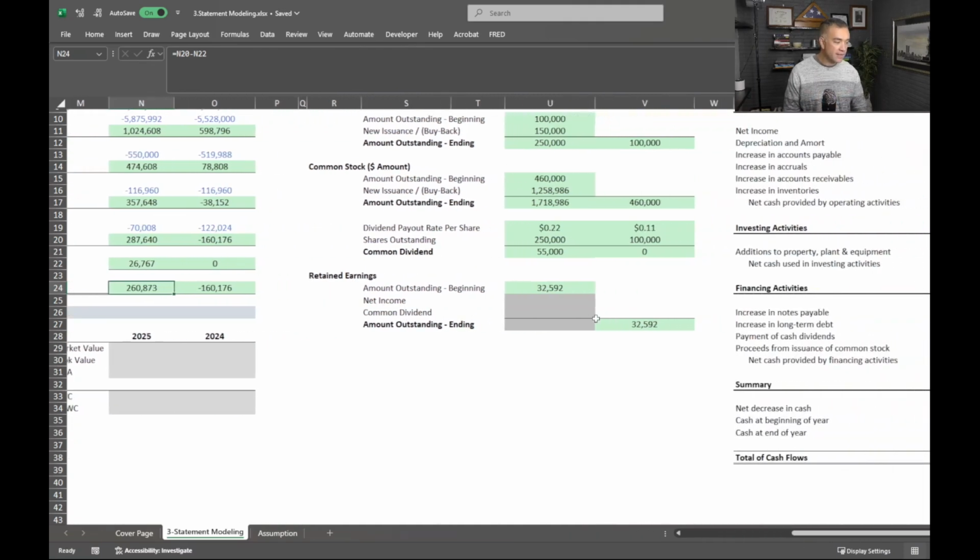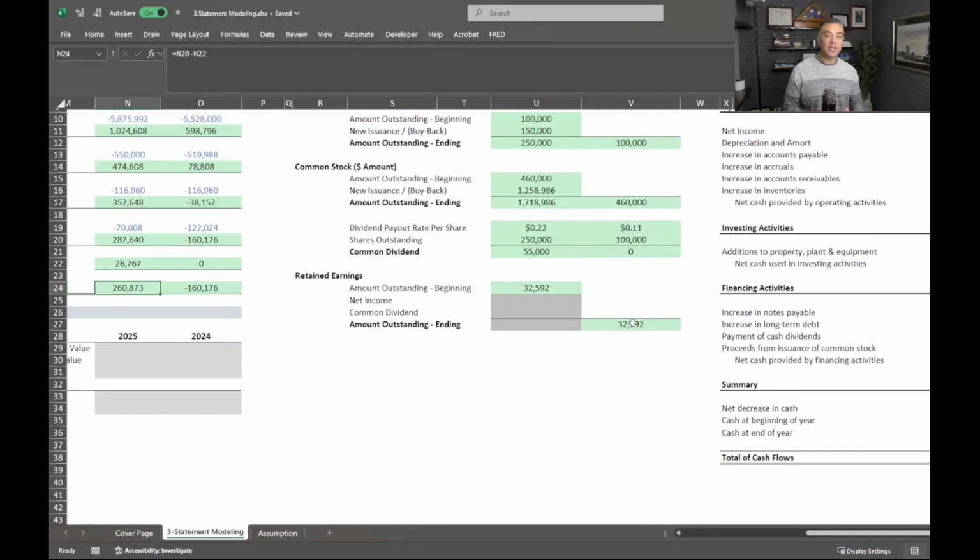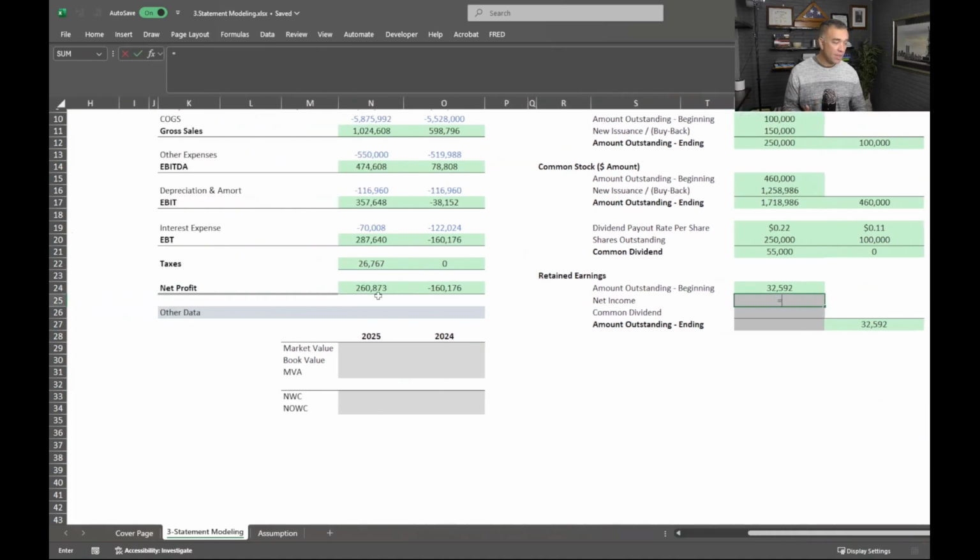So let's look at this. So if we're bringing in $32,592, well, I want to know how much money did we make this year? Well, that's the 260,000, right? Now, next thing I want to know is, well, did we pay a dividend? This is important because there's two things you can do with that 206,000. That's not going all to retained earnings. 55,000 of it, I believe I put as a negative.